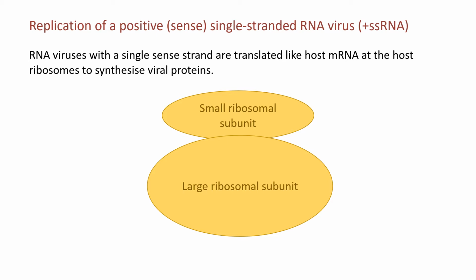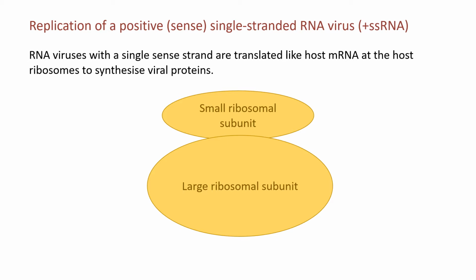So RNA viruses with a single sense strand, this is really straightforward because they're translated via the ribosomes within the host cell, just like host messenger RNA. That's basically what they are. If you remember, the sense strand that goes through the ribosomes in your own transcription and translation is a sense strand. So the sense strand of the virus can be put through the ribosomes in exactly the same way as your own messenger RNA is.